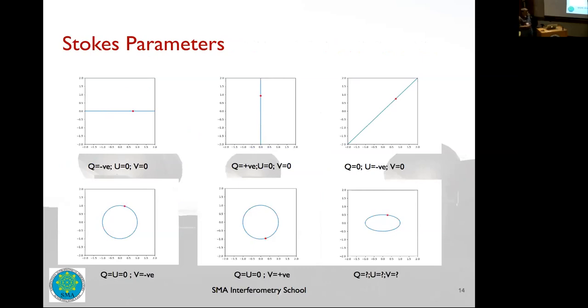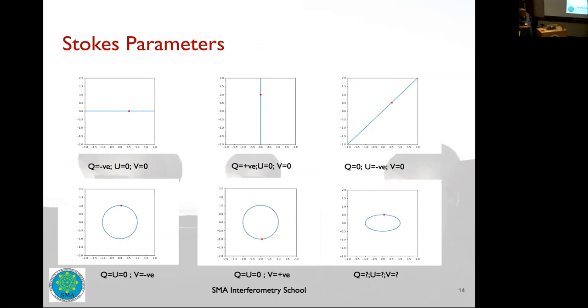Okay, I've already shown you this picture. So it's for different cases. For example, if I have completely vertical linear polarization like this, then Q is taken to be positive. And if you have horizontal polarization like this, Q is taken to be negative, and U is 0 and V is 0 in this case.